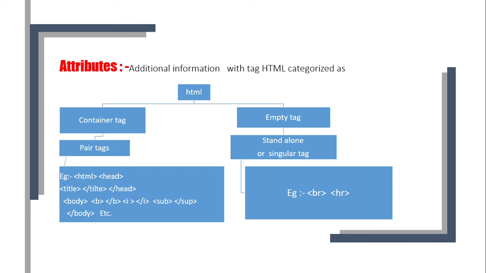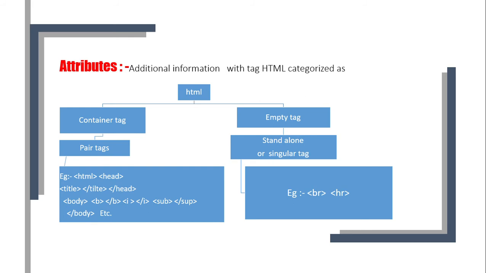Why do we call it a container tag? Because it has a pair. Pair means, whenever we start a tag and want to close it, we use the slash and the particular tag name. Like whenever we write the title, we give title and slash title. So title is the start to write your title, but whenever we want to close your title, we give slash title. So whenever we have pair tags, we call them container tags.